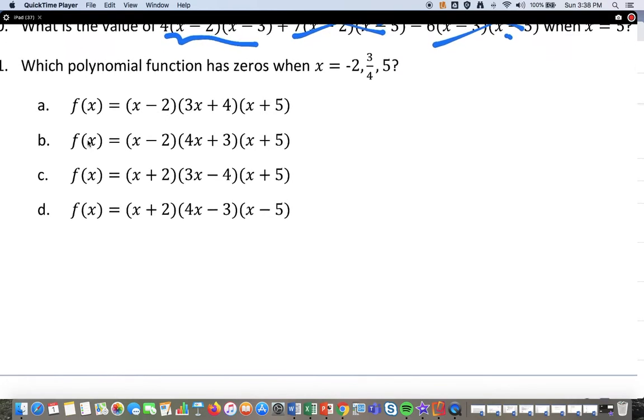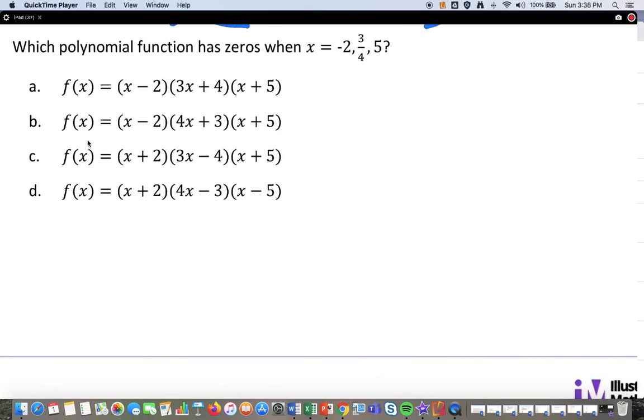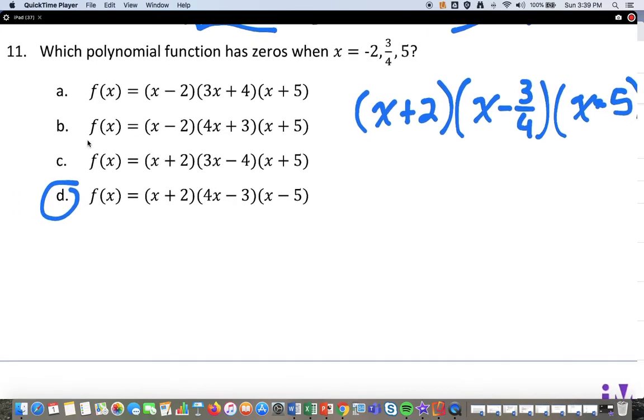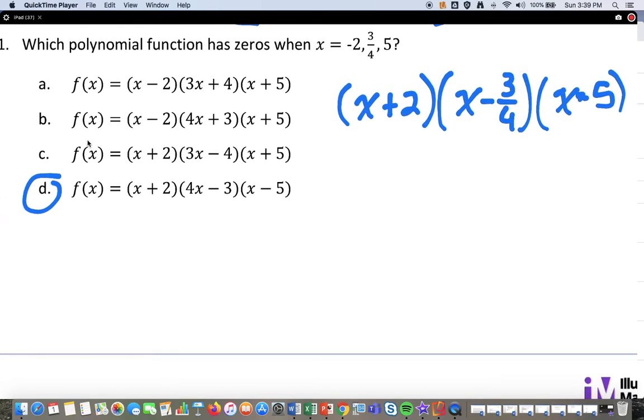Number 11, which polynomial function has zeros when x is -2, x is 3/4, and x is 5? So it must have looked like this: x plus 2, x minus 3/4, and x minus 5, when it was factored. And so that one would be letter D.